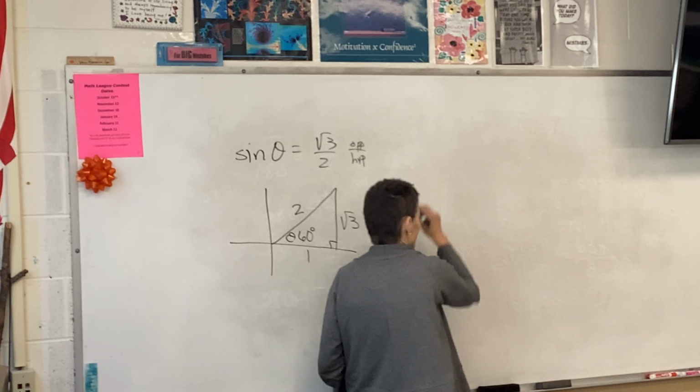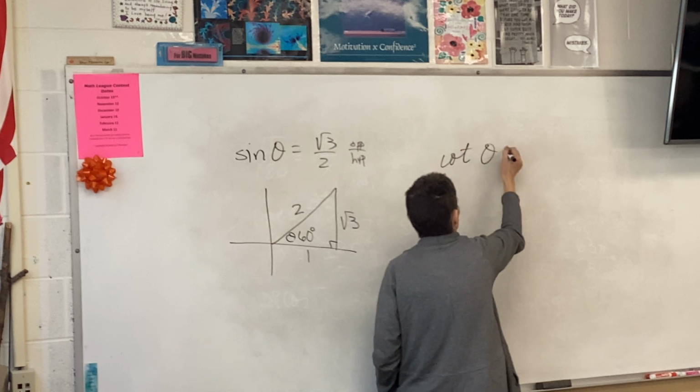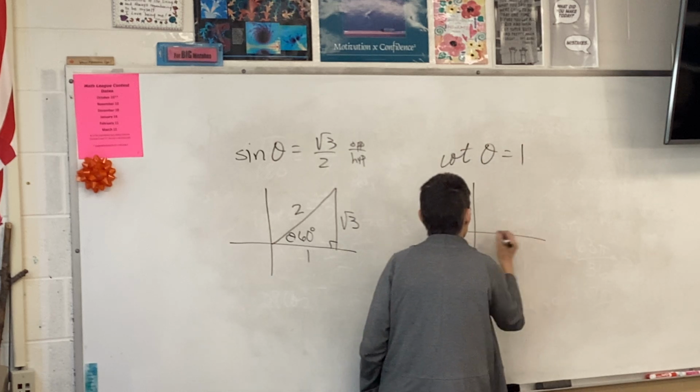All right, so here we go. What's it say? Cotangent equals 1. So let's draw our picture.